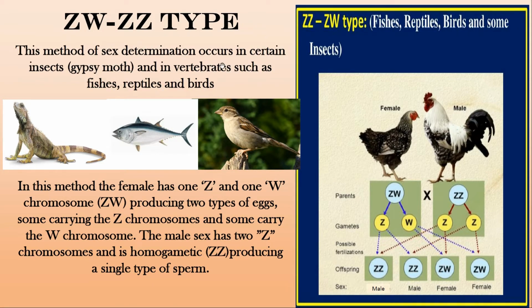ZW-ZZ type. This method of sex determination is seen in insects like gypsy moth, and in vertebrates, fishes, reptiles and birds. In this method, the female has one Z and one W chromosome, producing two types of eggs, whereas the male will produce a single type of sperm, that is Z type. So when the sperm having Z fertilizes the Z egg, then the individual produced will be male. When the sperm fertilizes the W egg, then the individual produced will be female.